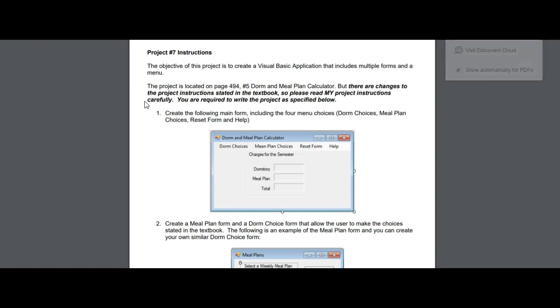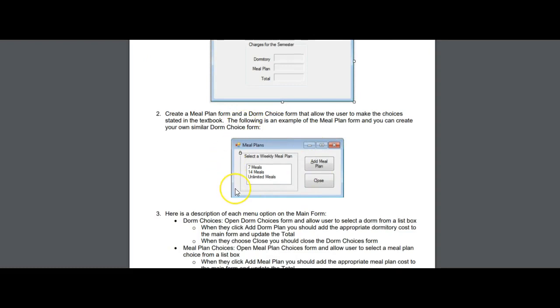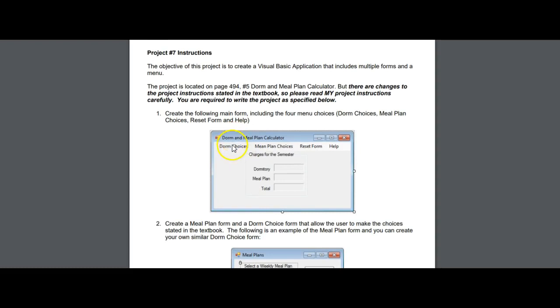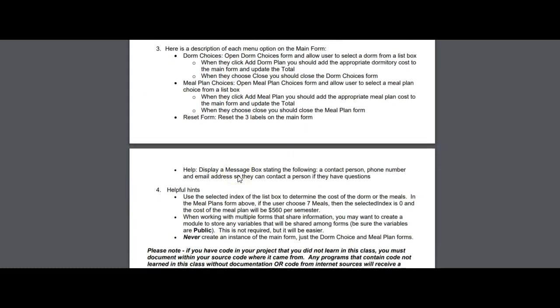Okay, this project is based on a project that's in the back of the textbook. You can see right here, page 494, number 5. But I've put my own requirements in there that require you to use a menu. So don't just read the problem in the textbook and go about doing whatever you think should be done. Please carefully read through here. You have to have a main form and 2 additional forms. This tells you what the menu options are, you can see them here: dorm choice, meal plan choice, reset form, and help. So in number 3 here, it explains what each of these menus should do.